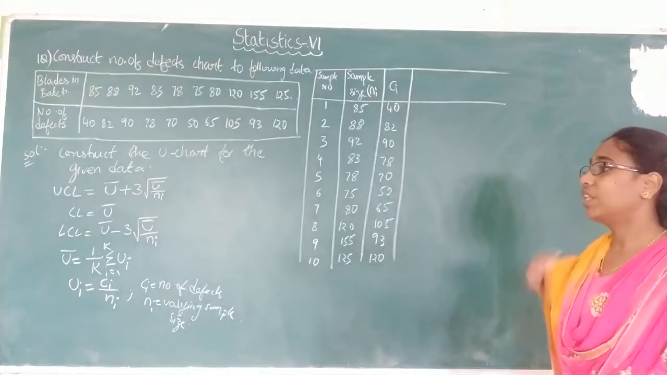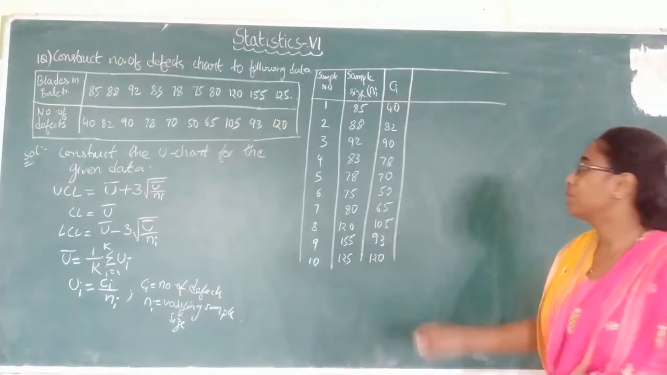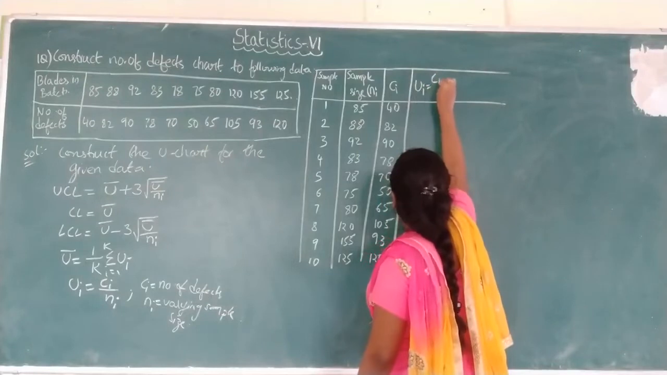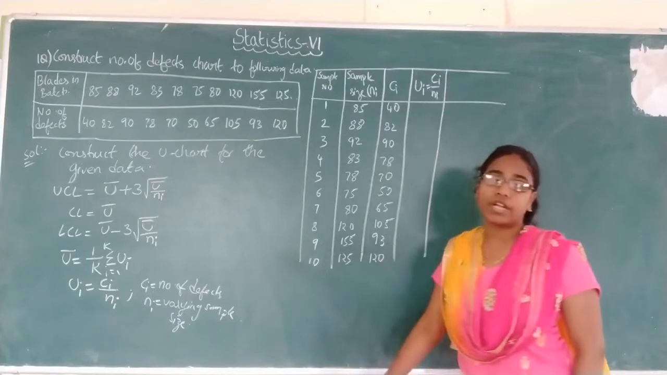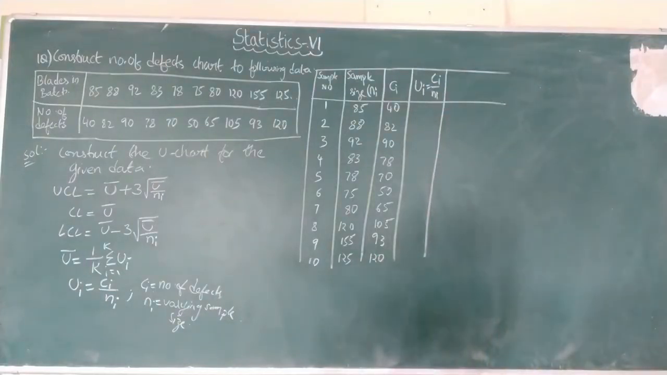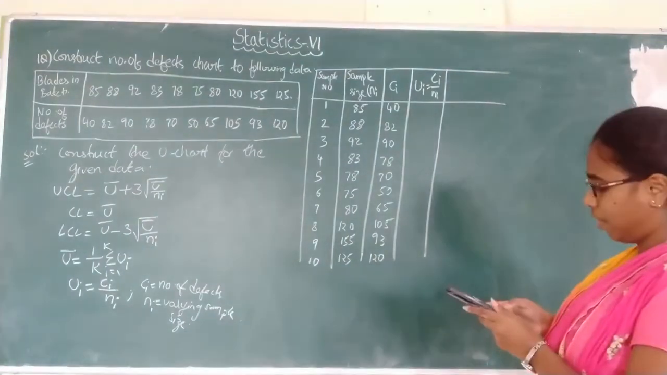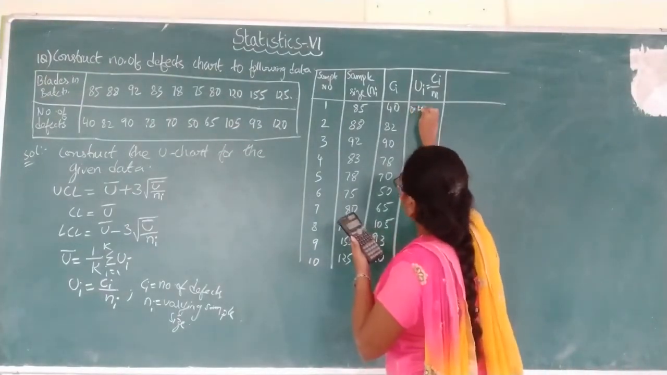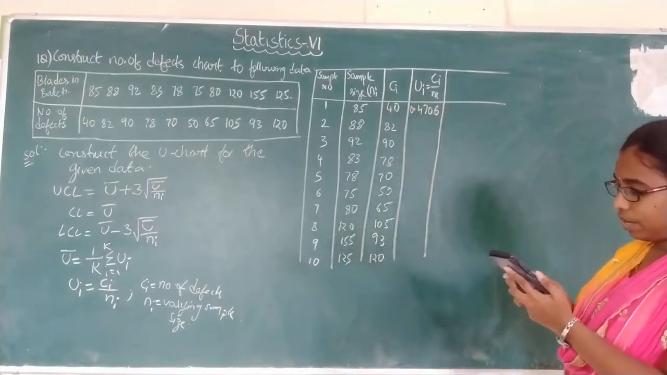Next, for control limits you want the U bar value, so we have to plot Ui values. For that purpose find Ui equals Ci by Ni. What is the first Ci value? 40. So 40 divided by the first Ni value, 85, you will get the first Ui value as 0.4706. Similarly next, 82 divided by 88.